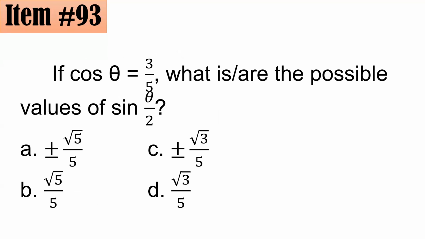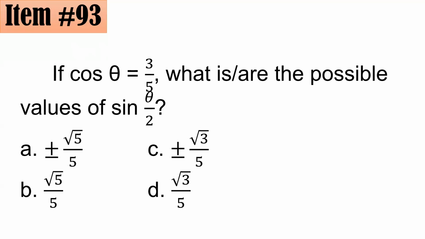93. If cosine theta equals 3/5, what is or are the possible values of sine theta all over 2? Is or are, it acknowledges that it could have one answer or probably two answers, two or more probably. Did you go for A, B, C, or D? Okay, we have letter A.